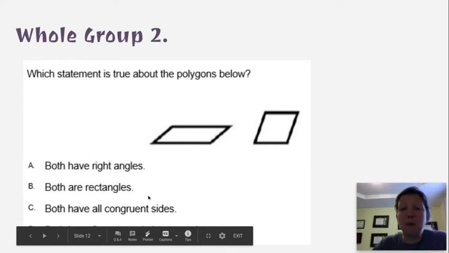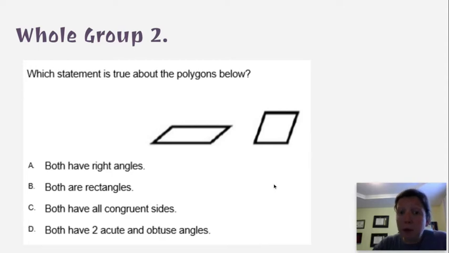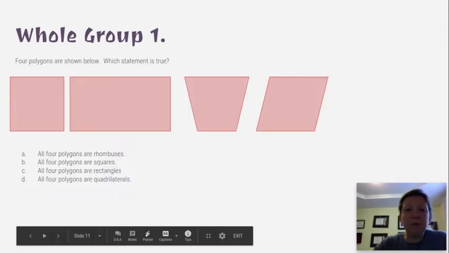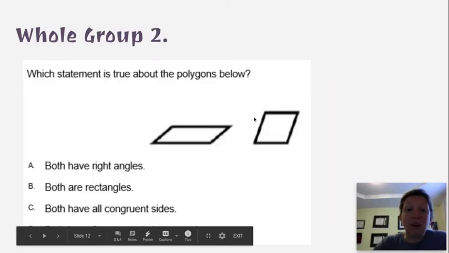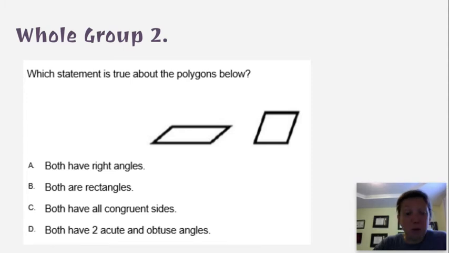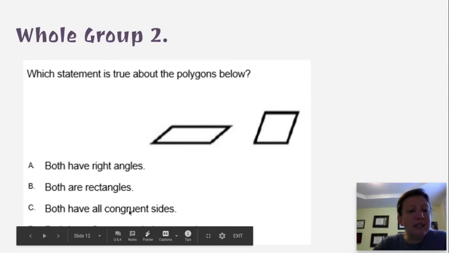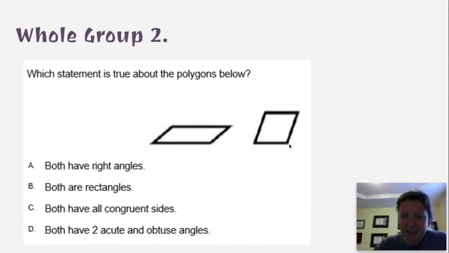No. What about both are rectangles? Could both be rectangles? Opposite sides are congruent, but remember, rectangles have to have 4 right angles. Are these right angles? No. So can they be rectangles? No. Let's look at C. Both have all congruent sides. Well, this side looks congruent to this side. This side looks congruent to this side, but I know that this side is not congruent to this side. So that can't be true.